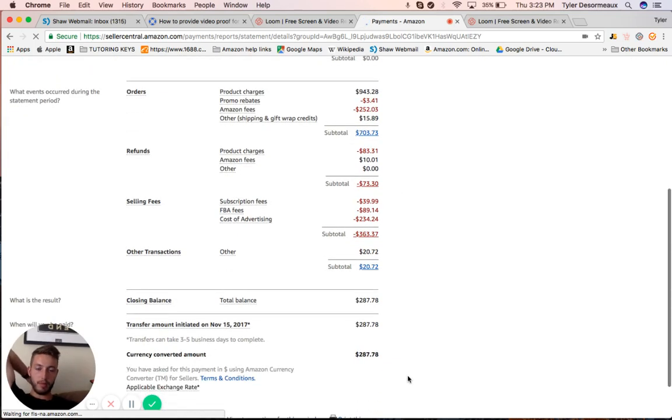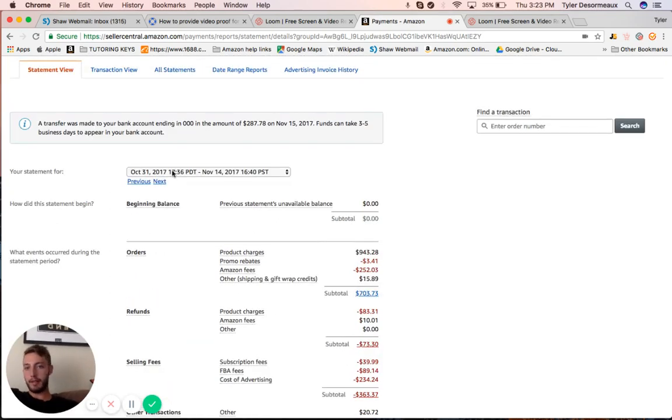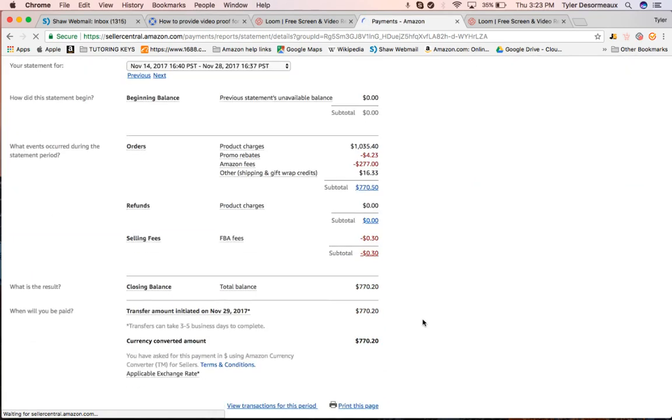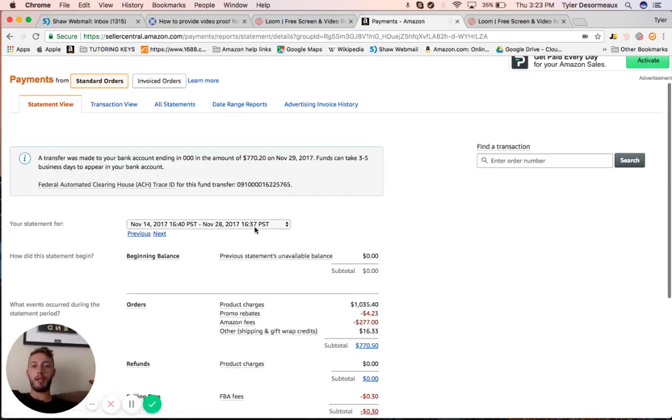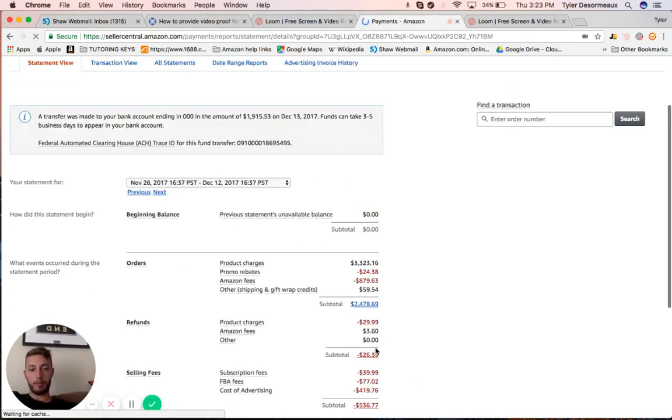And so yeah, sometimes we have slower weeks, or the cost of advertising and a bunch of other fees might come off. Some payments are a little less than others. And as you get around Christmas time, they start to go up again. We're getting into December here. You see the payments get up to, pretty good one there.